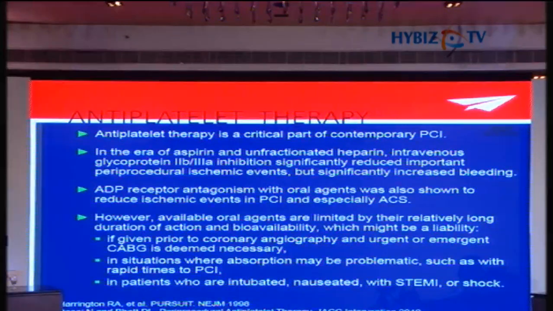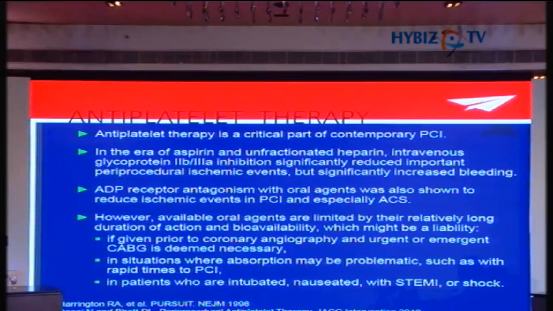Antiplatelet therapy is a critical part of contemporary PCI. In the era of aspirin and unfractionated heparin, intravenous GP2B3A inhibition significantly reduced the peri-procedural ischemic events, but significantly increased the risk of bleeding. ADP receptor antagonism with oral agents was also shown to reduce ischemic events in PCI, especially in ACS.